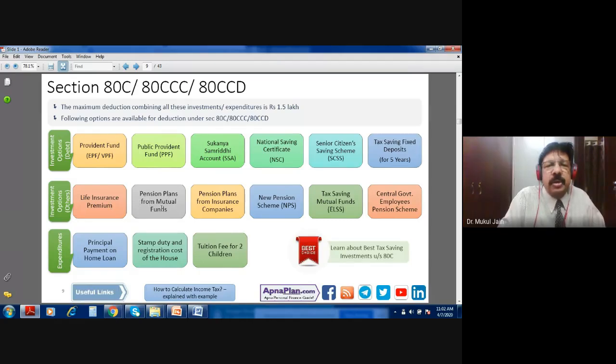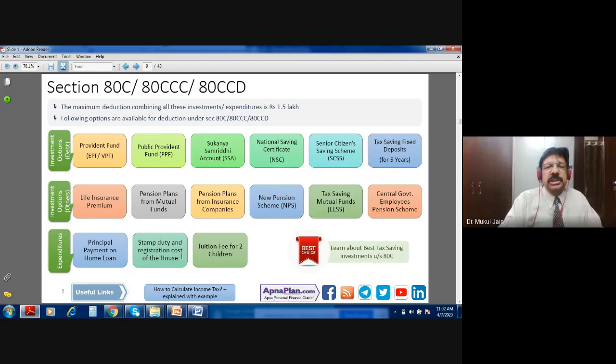Pension plans could be from mutual funds, or from insurance companies. It can be NPS of central government, new pension scheme or national pension scheme. It could be a mutual fund scheme, that is the ELSS, equity linked saving scheme, or some other central government employee pension scheme, or it could be the principal payment amount on your EMI of own home loan. Yes, this thing was not there in that slide.